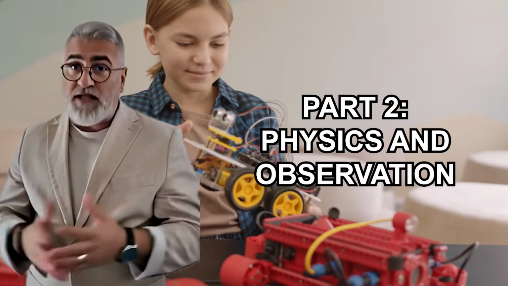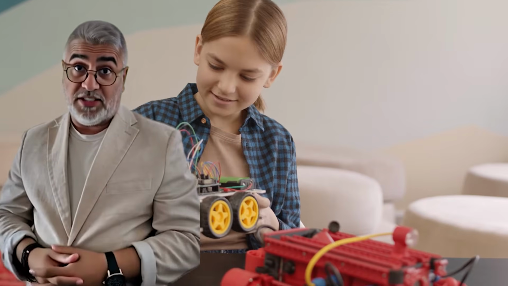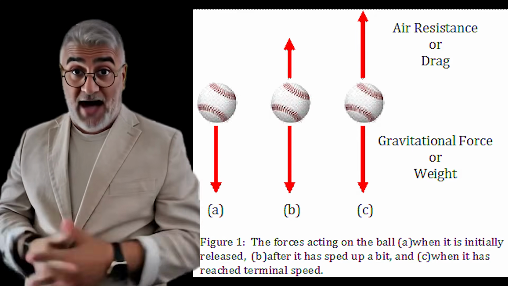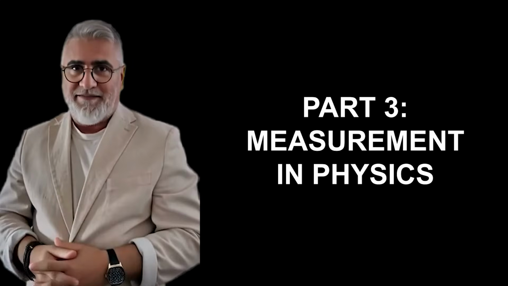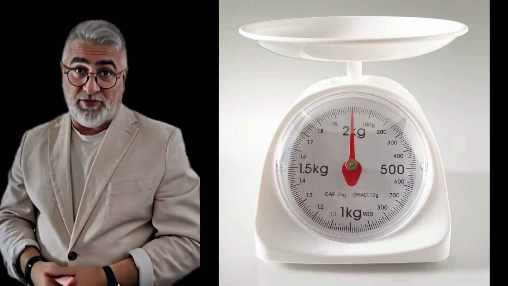Physics starts with observation. We observe carefully. We ask questions. Why does an object move? Why does it stop? Why does it fall? Observation is not enough. Physics needs measurement. Measurement uses numbers. Numbers make results clear.